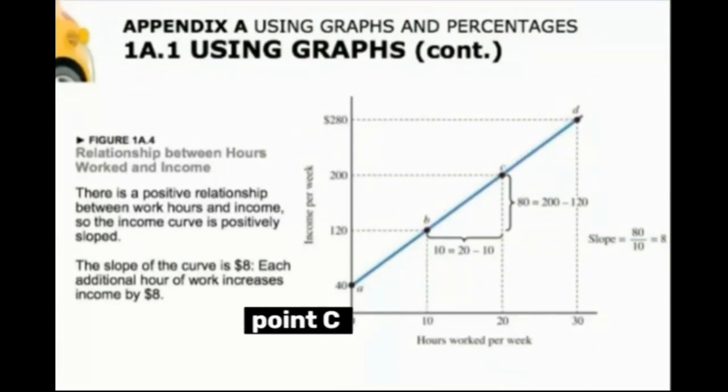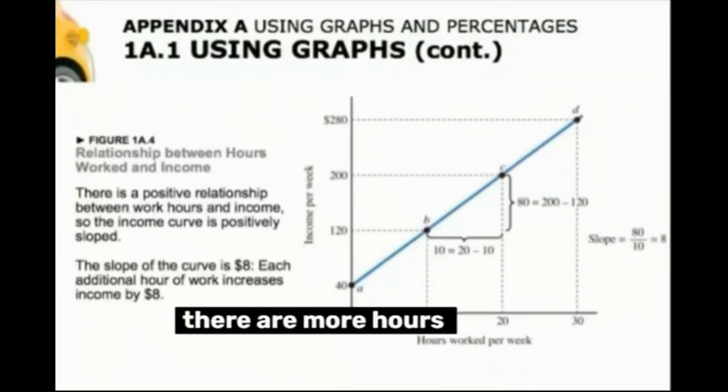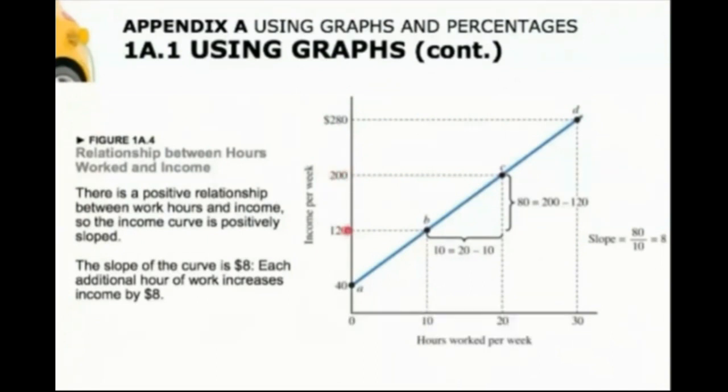And if we compared point B to point C, at point C there are more hours worked than at point B, and there's more income earned than there is at point B. Right? This is up and has an upward sloping curve.